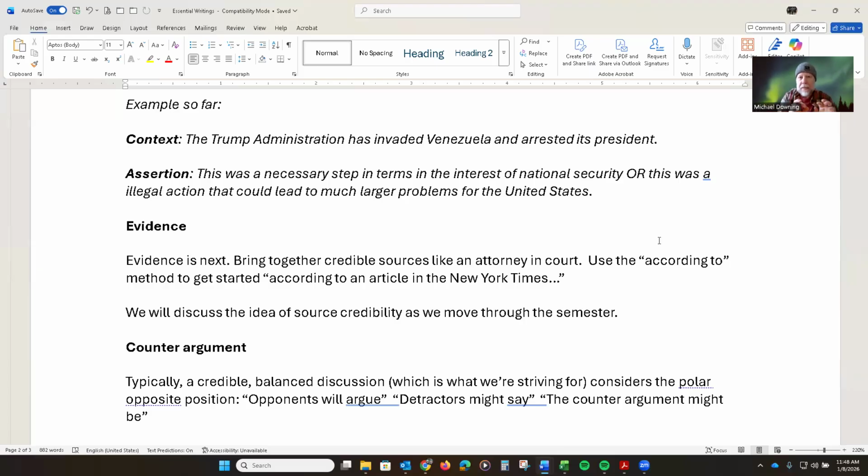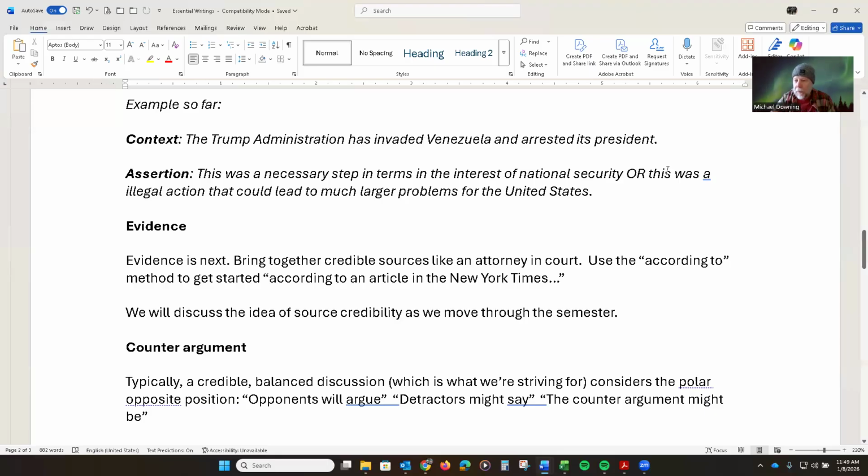I would add details of the date and what happened and Nicolas Maduro and all those kinds of things. But for our purposes right now, I'm establishing the context. My assertion is then this was a necessary step in terms of the interests of national security for the United States. So that's my position on this. Here's the news event. Here's my position. This had to happen. And then I would talk about why in the evidence section, which is coming next.